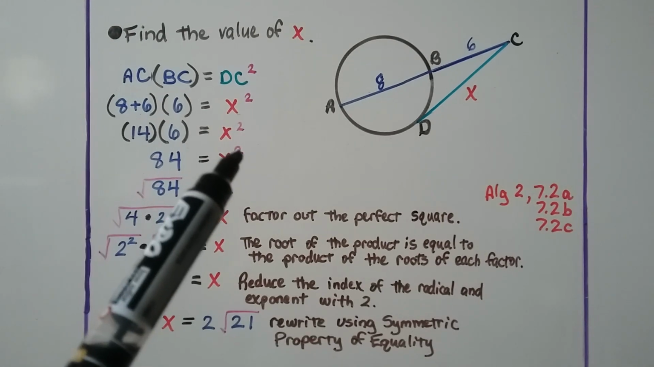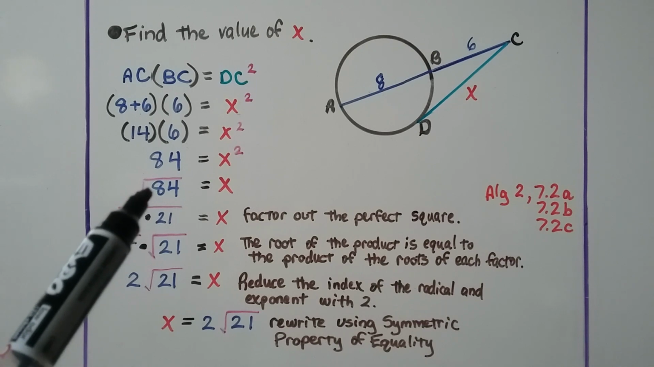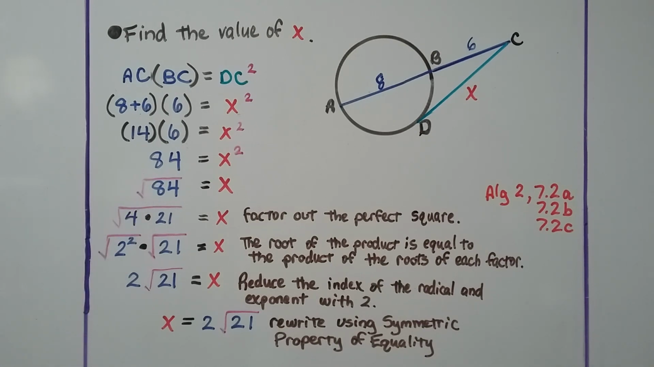We remove the 2 exponent by putting a radical around this side. We've got the square root of 84. And for those of you who don't know how to do this, I'm going to have links to my Algebra 2 7.2a, b, and c videos that teach how to do this.